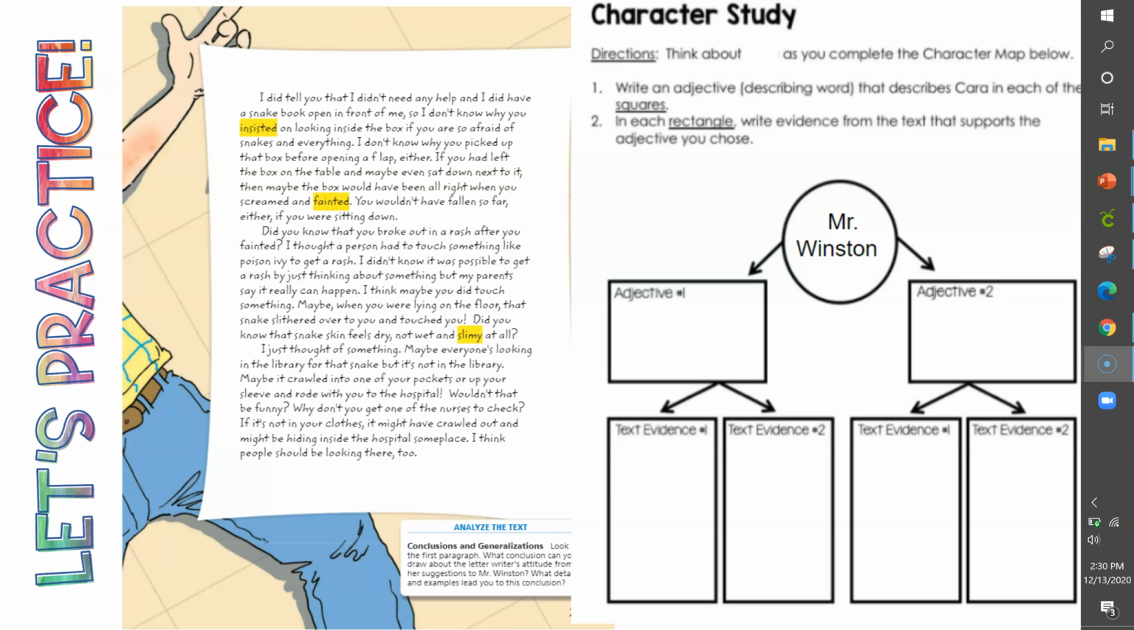Boys and girls, how would you describe Mr. Winston with a personality character trait? Pause here to think about that. And can you find some text evidence to support that? You can even type it in the private comments.